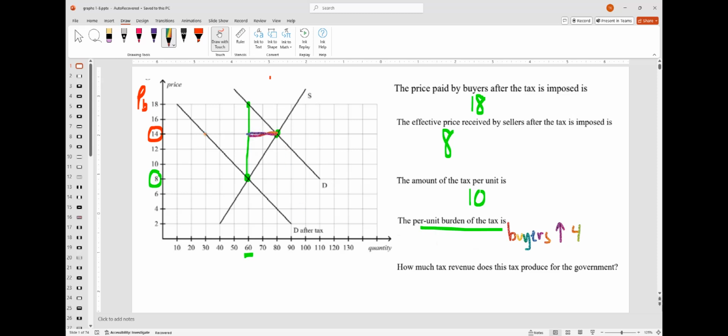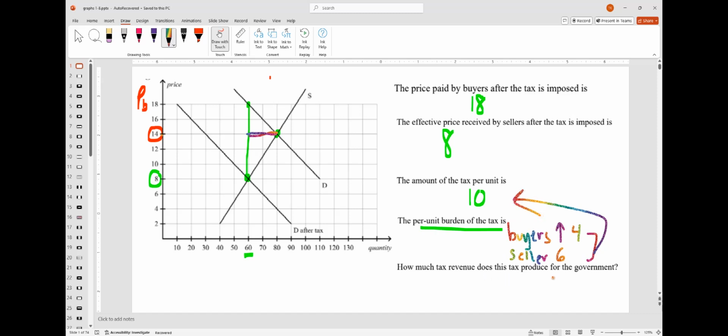So the sellers were keeping 14 and now they're only keeping 8. So the sellers' share of that burden is 6. If you add those together, you get the tax. So it has to work out that way. The $10 has come from somewhere.